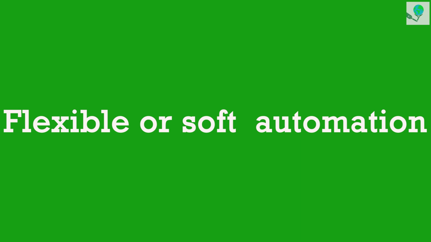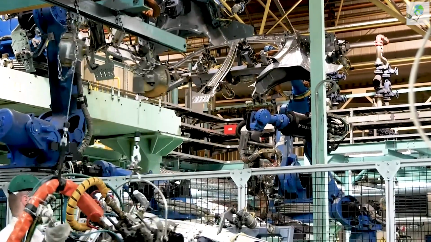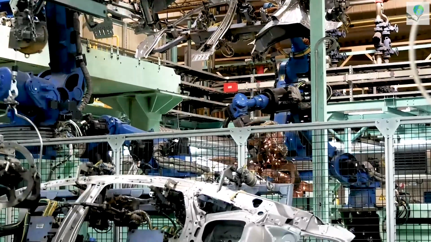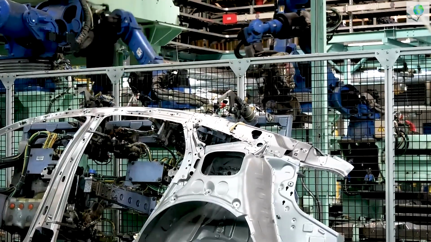Flexible or soft automation. Here we can change the product design quickly, and a mixture of different products can be produced one after another. A robotic arm is an example for flexible or soft automation.